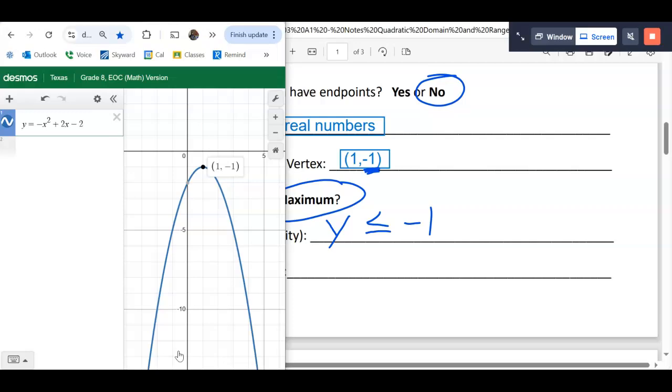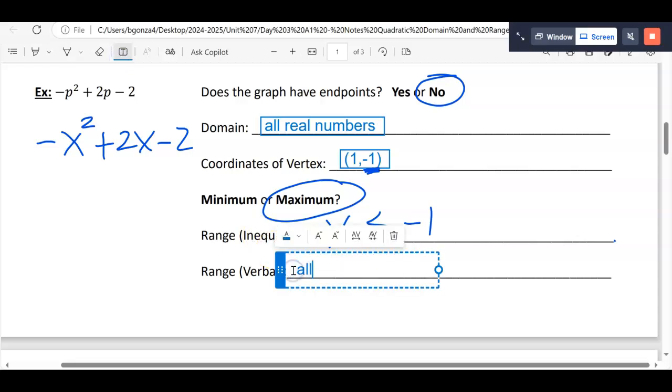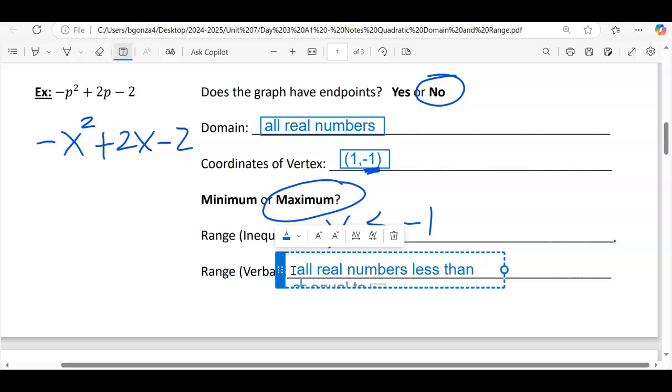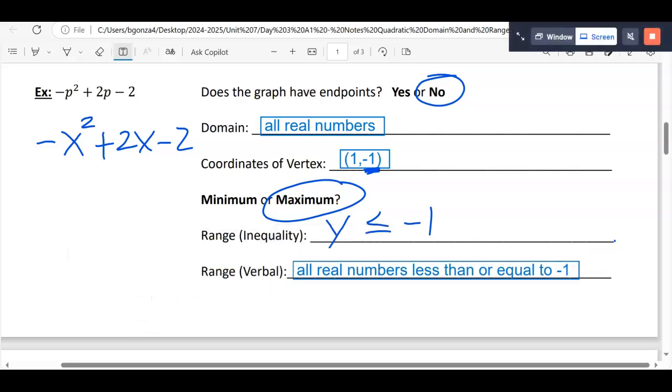And you can see it right here. This y value is -1. The y value is -1. So again, when you have the max, the range is below it, less than or equal to -1. And the way that you would write that is, again, start off with the phrase all real numbers, but you qualify it with less than or equal to -1. Write that down real quick because we got to get to the back side.